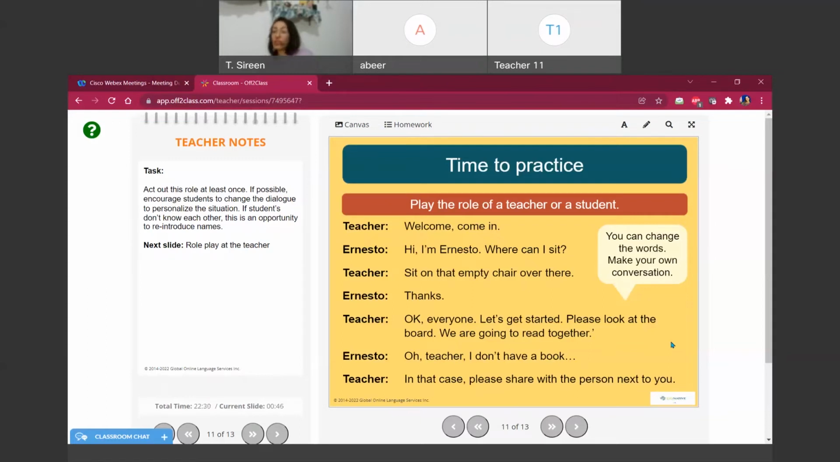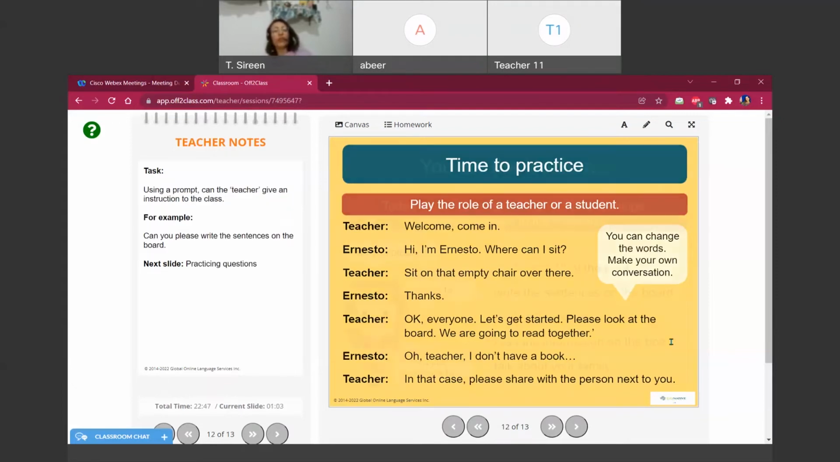Very good. So you can use this one with your student. For example, someone who doesn't have a book, you can tell them, please share the book with the person who's next to you. Exactly. طيب. Okay, all right.